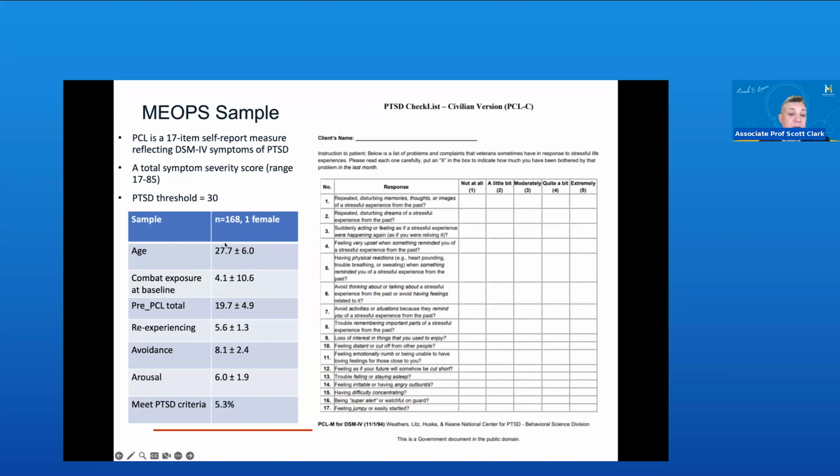And I guess the participants were young. They had a reasonable amount of combat exposure on average. They had relatively low levels of PCL at baseline. Only a handful of people had symptoms to the level of PTSD at baseline. And these scores for re-experiencing, avoidance and arousal as part of that scale are all below threshold. So only 5.3% actually met the criteria for PTSD.